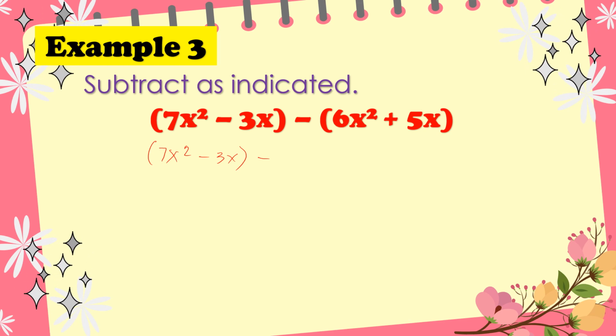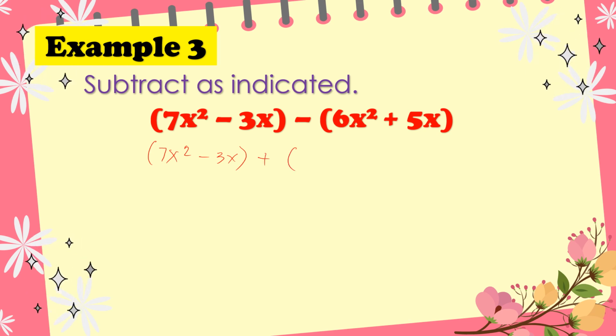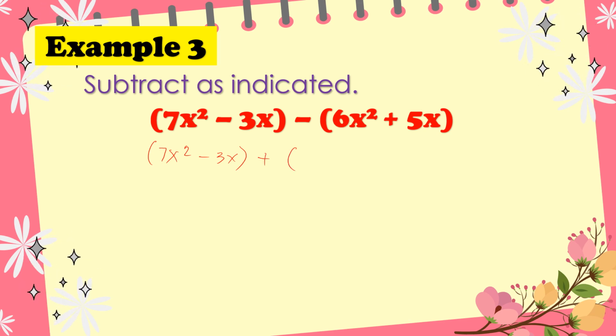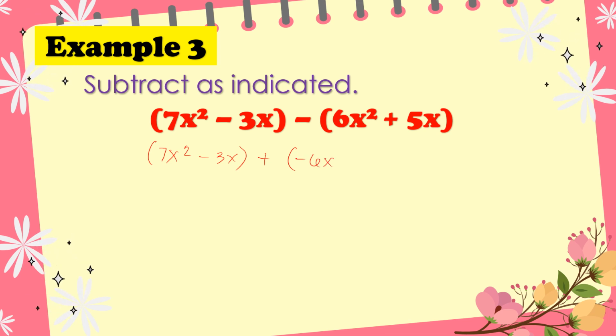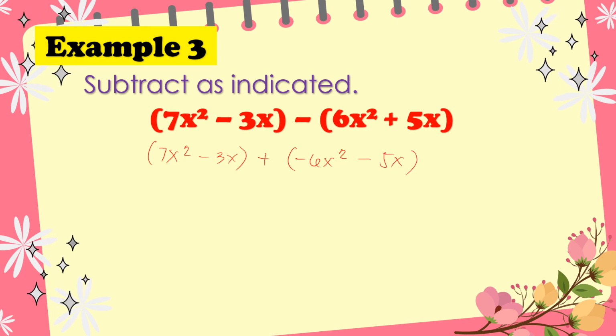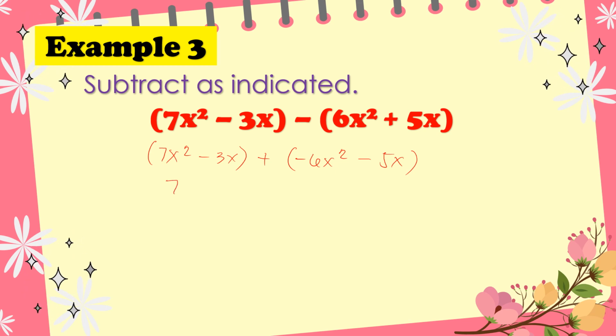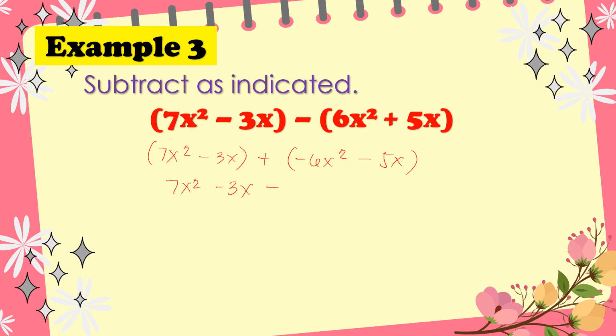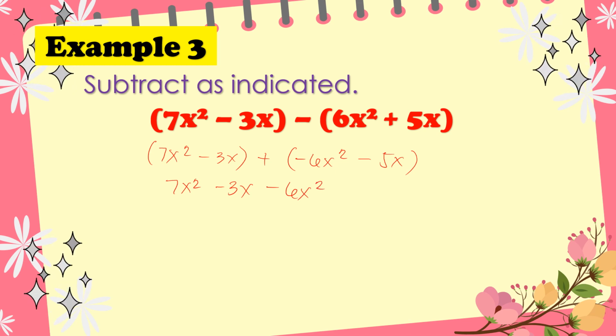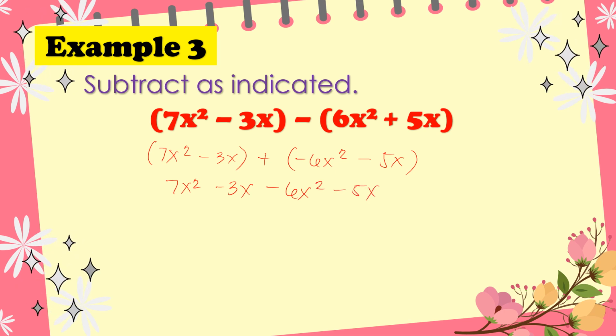And then, subtraction magiging addition. Tapos, yung subtrahend, i-change natin lahat ng sign. So, positive magiging negative. And negative magiging positive. But in this case, pares silang positive, kaya pares silang magiging negative. After that, tanggalin natin yung mga parentheses. So, negative 6x squared and negative 5x.